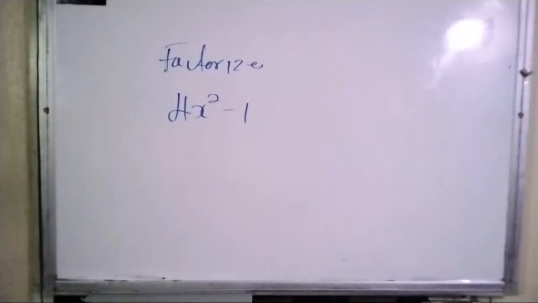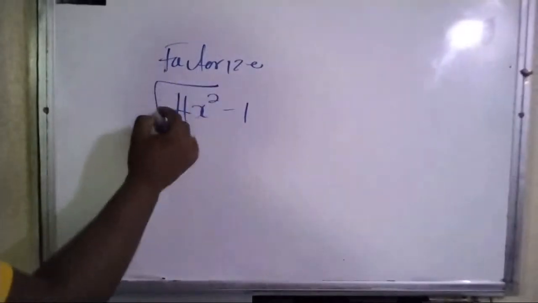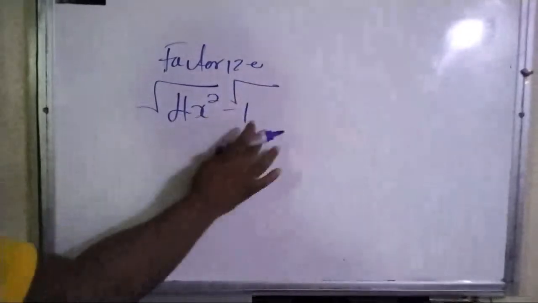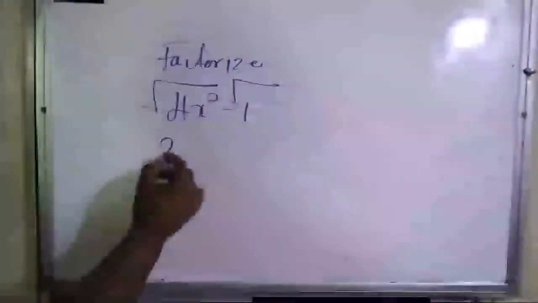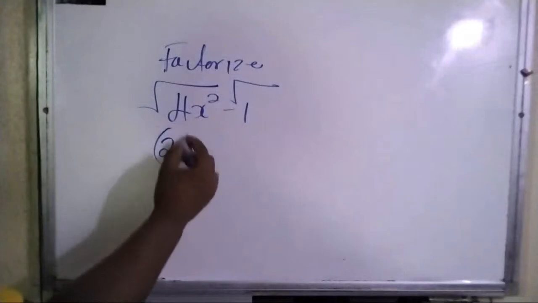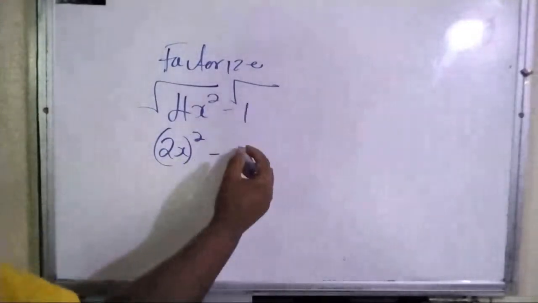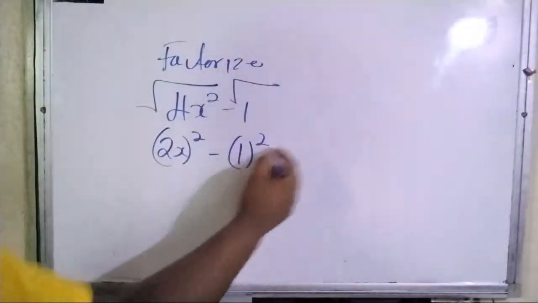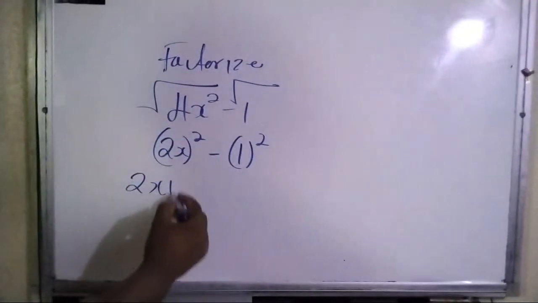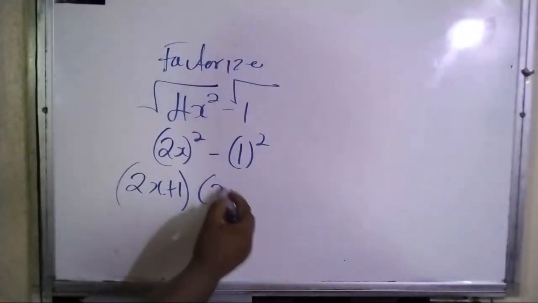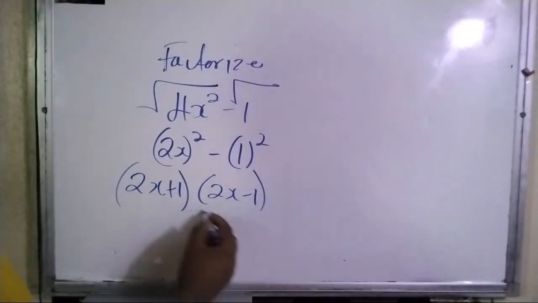So Manda said 4x minus 1. But remember, I said x doesn't come from 4 in Manda, so we couldn't do that. Alright, so what we do, we just take the square root of this. And the square root is a difference of two squares. What number multiplied by itself gives us 2x squared, which is 2x. And what number multiplied by itself gives us 1? Take 1 on either side, so it's 2x plus 1 and 2x minus 1. That is called a difference of two squares.